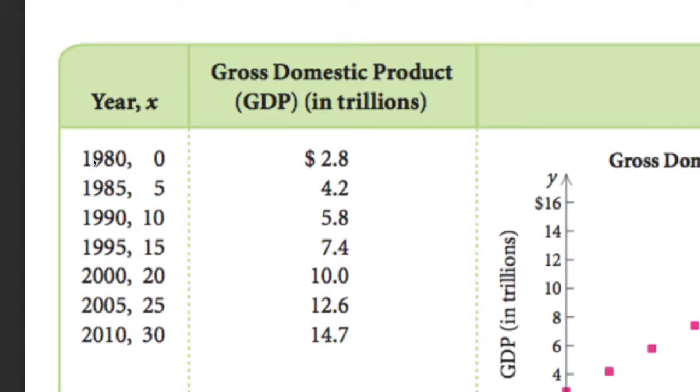We're going to consider 1980 to be the starting year, so that'll be year 0. And then 30 years later, the year 2010 will be 30. So I'm going to type in 0, 5, 10, 15, 20, 25, 30. And then we're going to type in 2.8, 4.2. That would be trillions of dollars, the GDP.